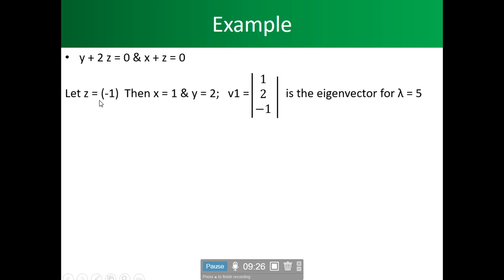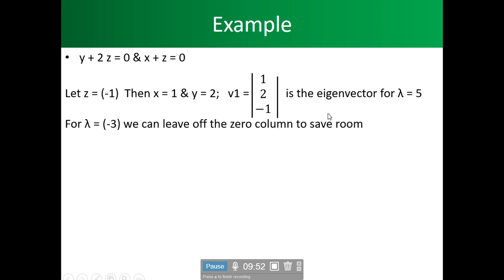Okay, so let z equal -1, then x equals 1, and y equals 2. And here is x as 1, y as 2, and z as -1. And this is the eigenvector for our eigenvalue of 5.